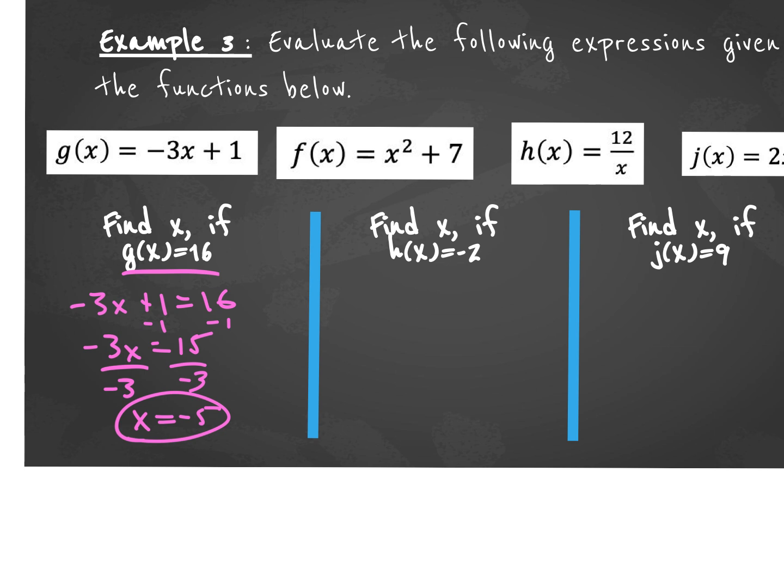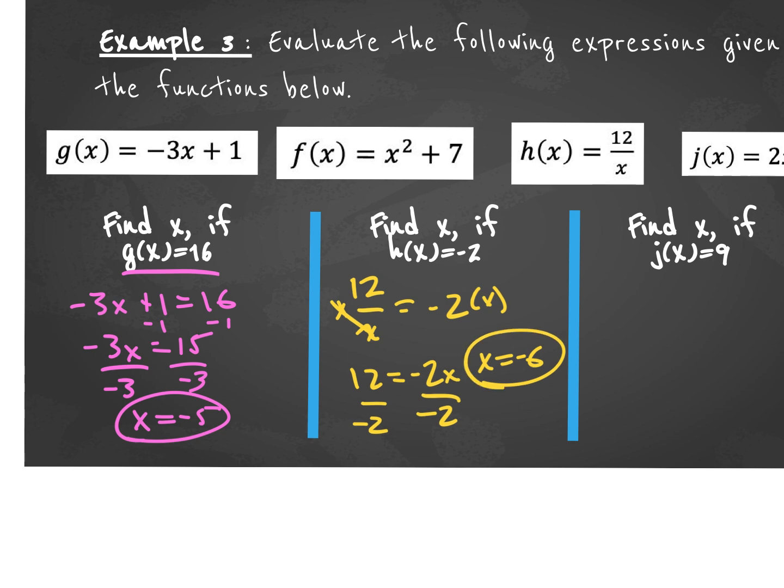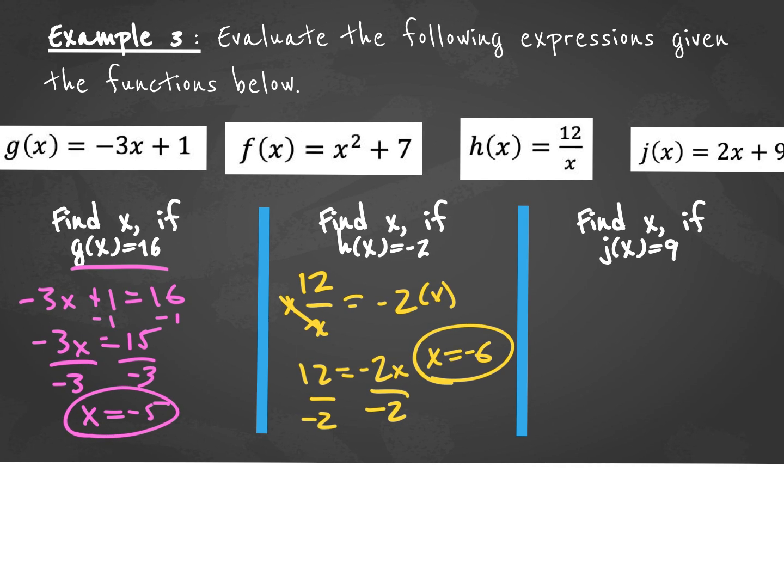So figure out x if h of x is negative 2. So that one is just going to be 12 over x equals negative 2. So if I multiply both sides by x, 12 equals negative 2x. Divide by negative 2, x will equal negative 6. Now they're saying j of x is 9. So I'm going to go back to j of x. So 2x plus 9 equals 9. So 2x equals 0. So x equals 0.